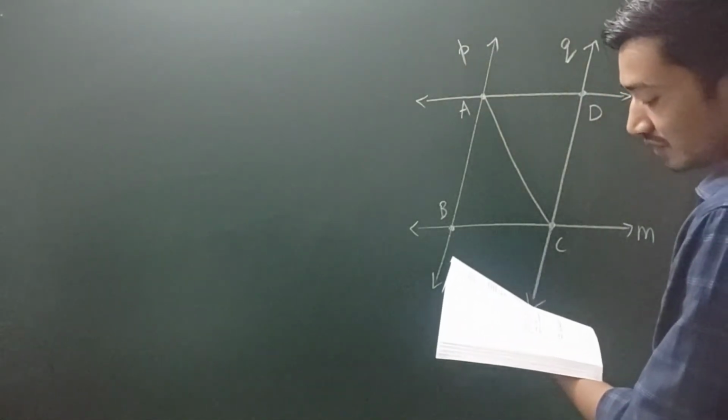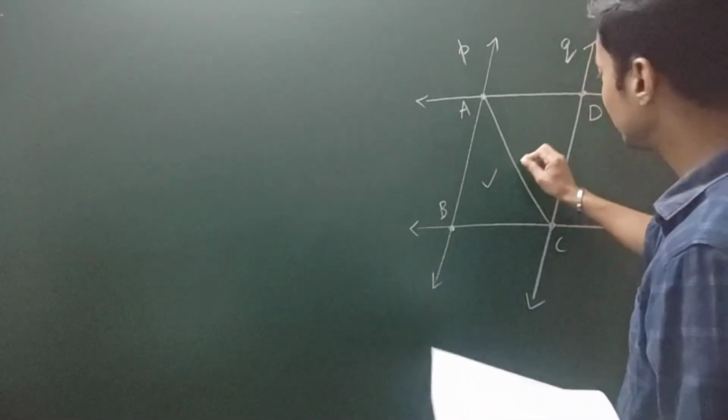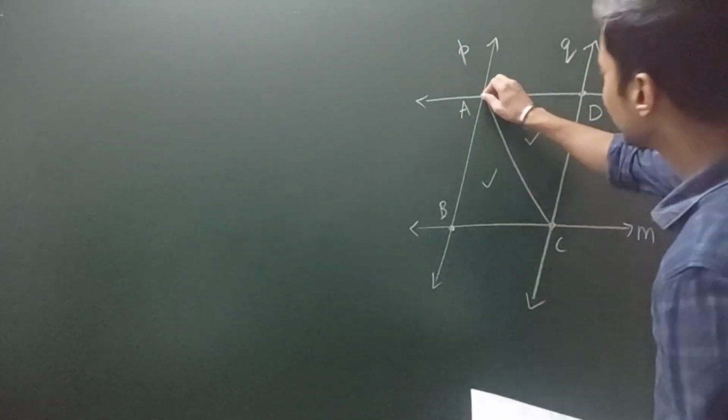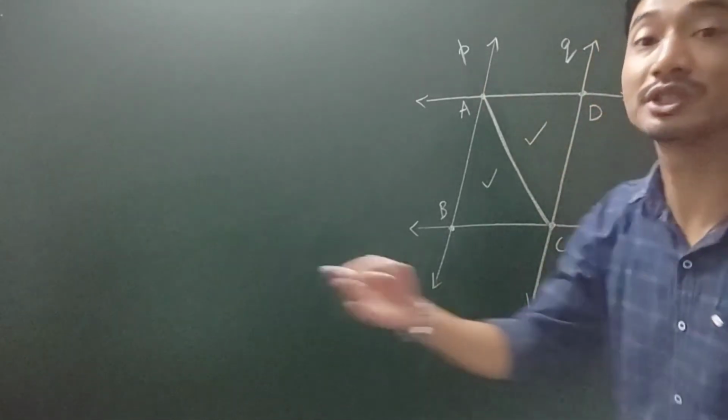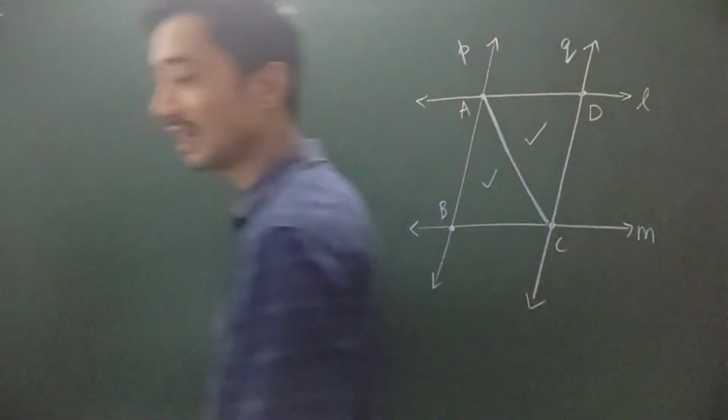We have to prove that triangle ABC is congruent to triangle CDA. Already one side is common. Even before we started the proof, already one side is common. Chalo, ek to mil gaya.